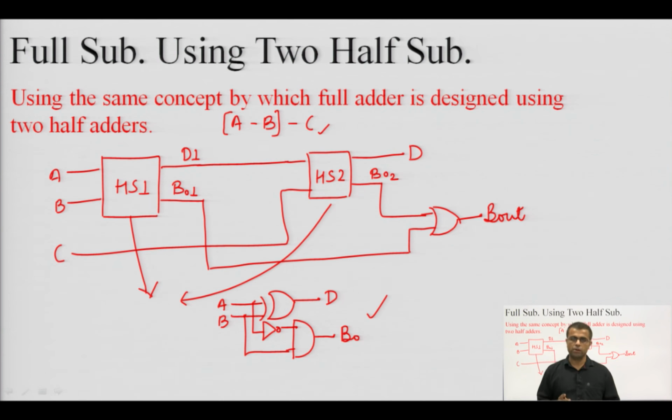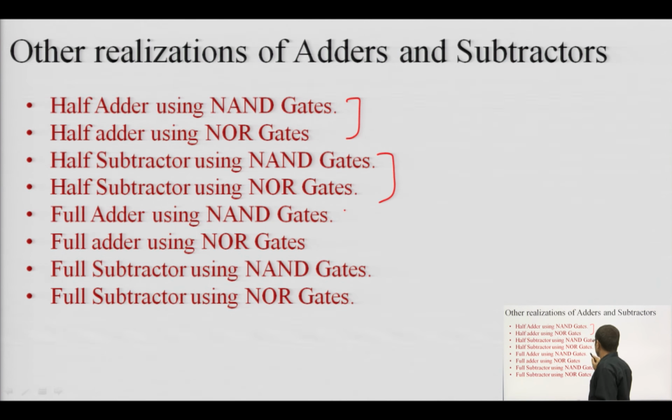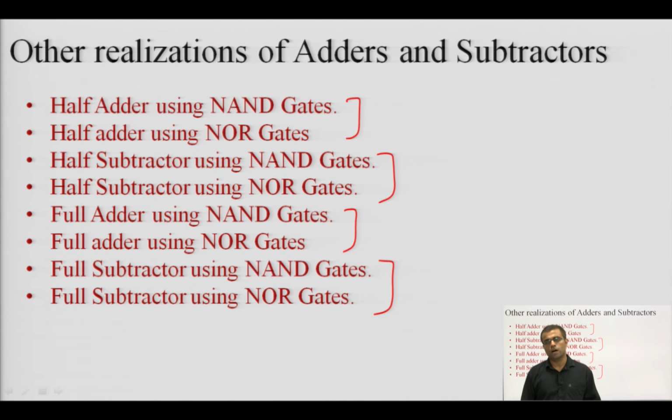So, in this way we have covered the topics of half adder, full adder, half subtractor and full subtractor, and these are the different variants which can be additionally asked by the examiner. The NAND and NOR versions of these half adders, full adders, half subtractors and full subtractors can also be asked. These NAND and NOR versions of any expression we have already covered in our previous lecture.